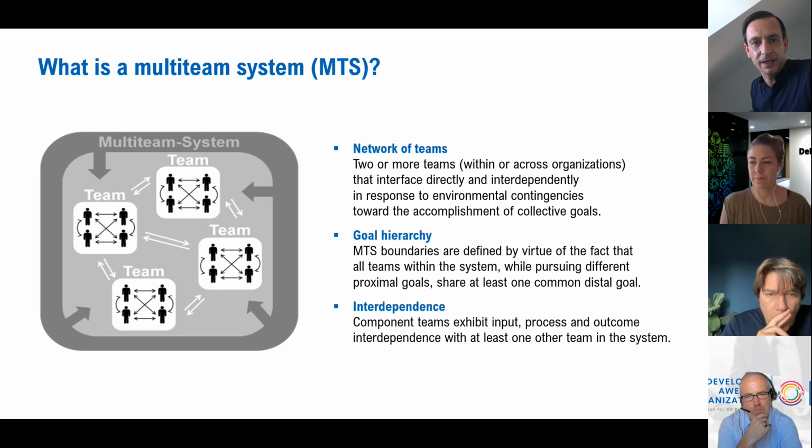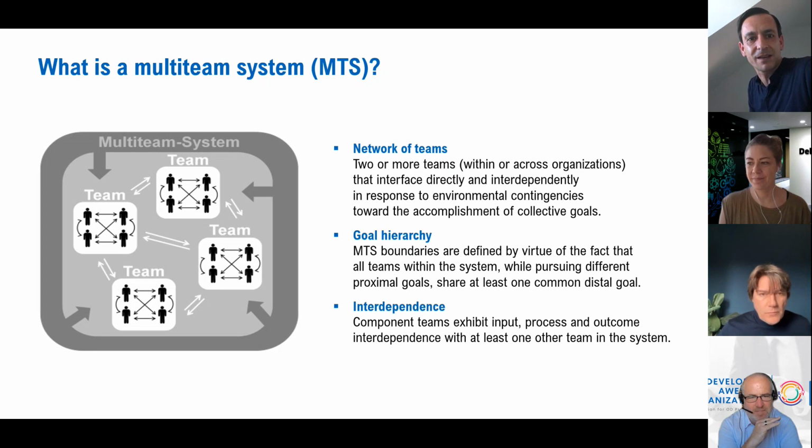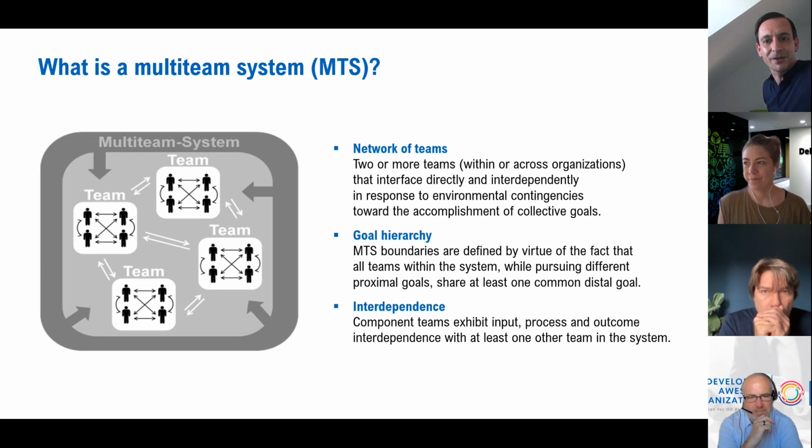So I hope that when you now start to think in multi-team systems and you think about your own organization, some ideas arise where these multi-team systems sit in your organization. Especially, as I said already, product development or end-to-end processes are interesting areas to look for them. And usually it's rather complex to interact with them because they are getting bigger and bigger.